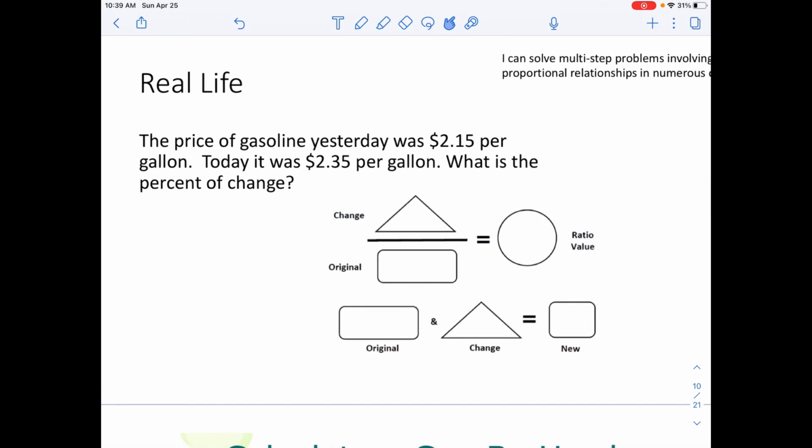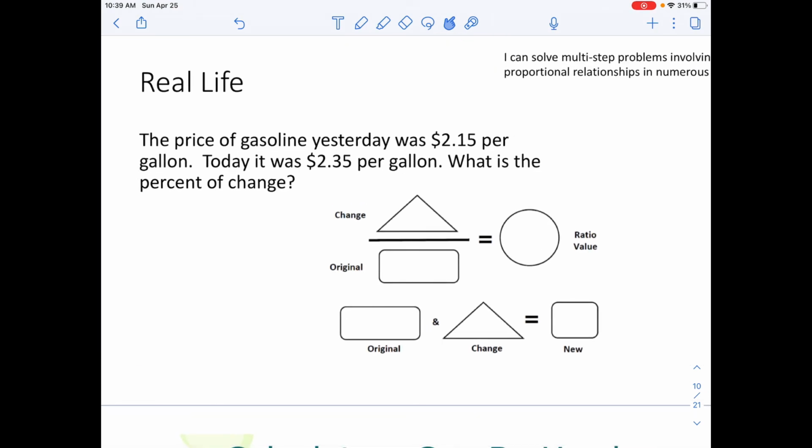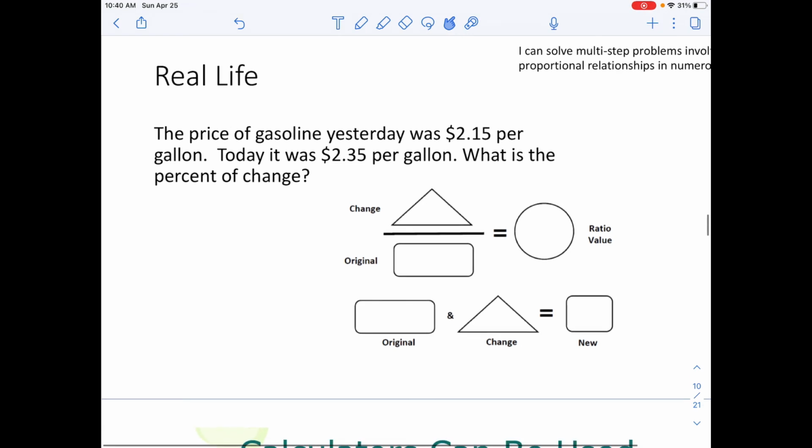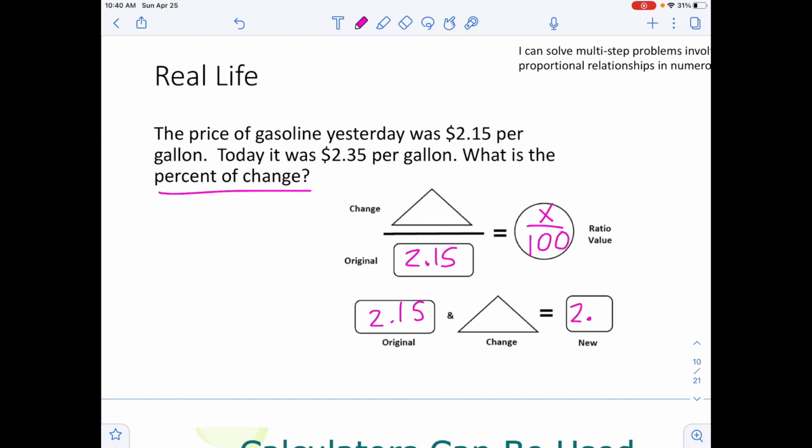The next problem here says the price of gas yesterday was $2.15 per gallon. Today it was $2.35 per gallon. What is the percent of change? So I'm finding the percent of change, so x over 100. Yesterday would be the original amount, so that's $2.15. And today is the new amount, so that's $2.35. Then our change is our unknown.